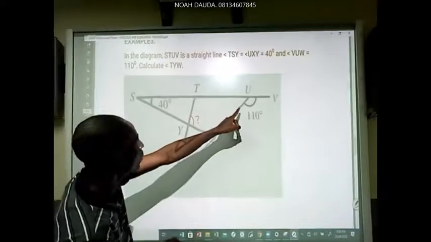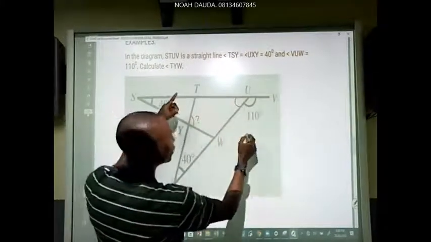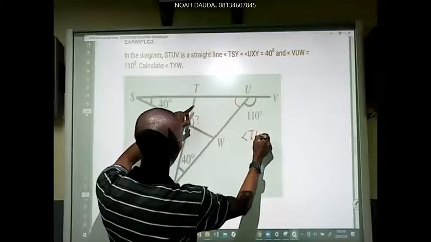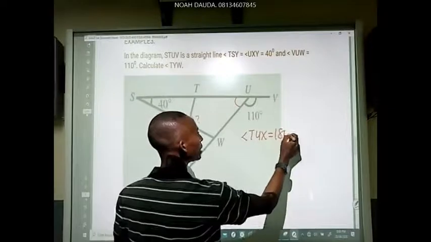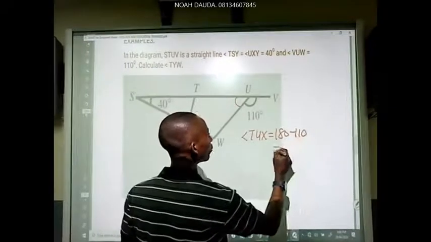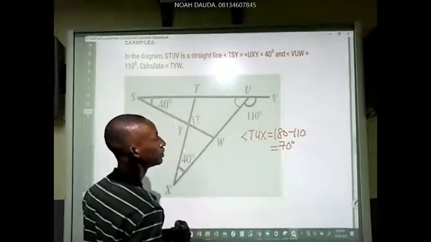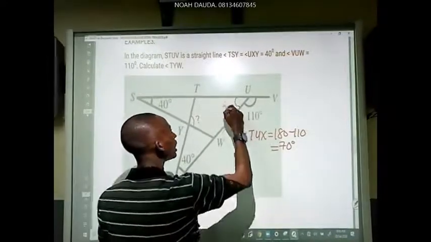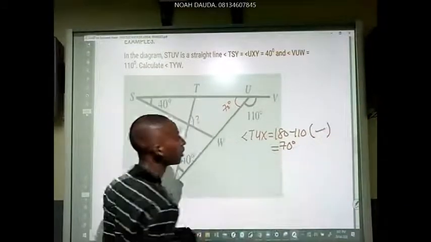Now, if this angle is 110, I can easily determine my angle TUX. Why? By writing 180 minus 110, which will give me 70 degrees. So in a nutshell, this angle is 70 degrees. Why? Sum of angles on a straight line. You need to state the theorem.